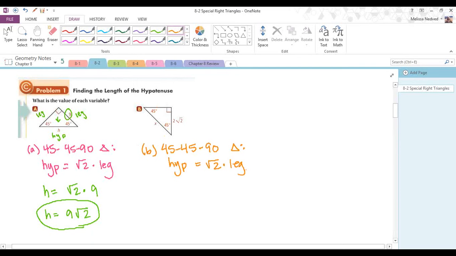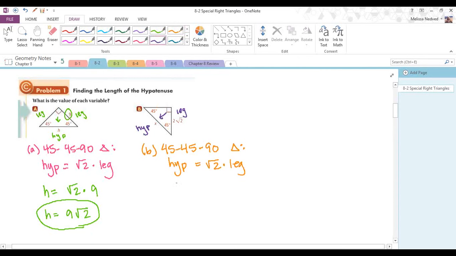I haven't even looked at what I'm given here. I'm just going to always start with writing down those things when I'm looking at a 45-45-90 triangle, because I should be able to then solve with just substitution. Looking at my triangle, again, hypotenuse is always across from the right angle, so my hypotenuse is my variable x, and my legs are the other two sides.